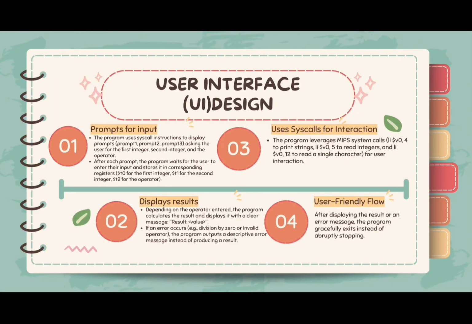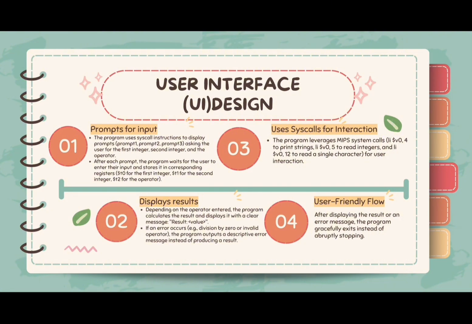Next is user interface UI design. First, prompts for input. The program uses call instructions to display prompt 1, prompt 2, prompt 3, asking the user for the first integer, second integer, and the operator. After each prompt, the program waits for the user to enter their inputs and stores it in corresponding registers. $t0 for the first integer, $t1 for the second integer, $t2 for the operator.